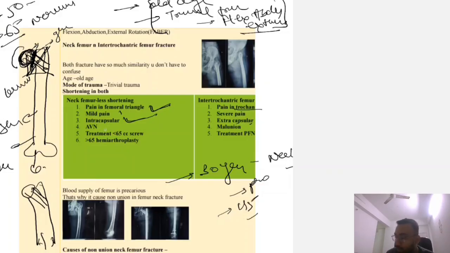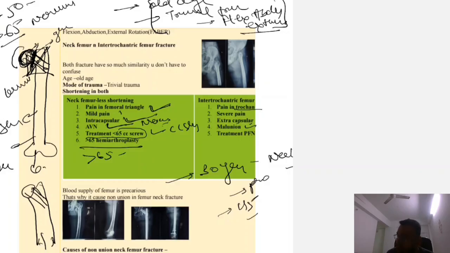And the complication I have already explained to you. The femur head will go in avascular necrosis. And in case of intertrochanteric femur fracture, if you will not fix that trochanteric fracture, that will go in malunion. In less than 65, we will go for CC screws. Greater than 65, we will go for replacement. Joint replacement is known as arthroplasty.